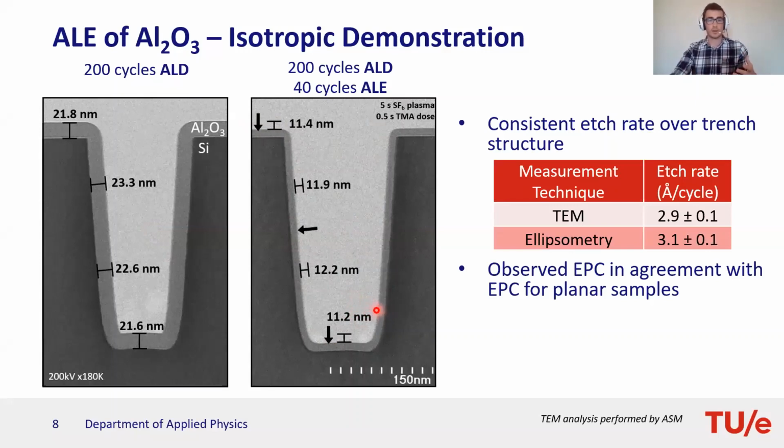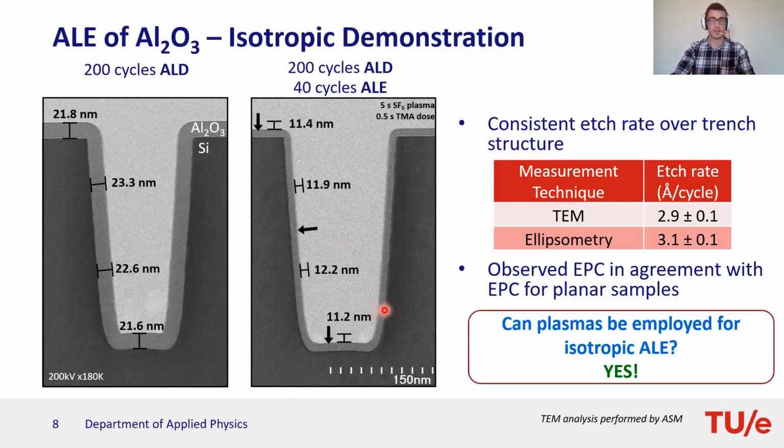So if we think back to my first slide, where the initial research question was, can plasmas be used for isotropic atomic layer etching? This data set, as well as the saturation curves, would seem to suggest that yes, we can use plasmas for isotropic atomic layer etching.